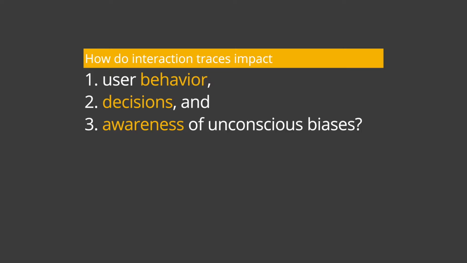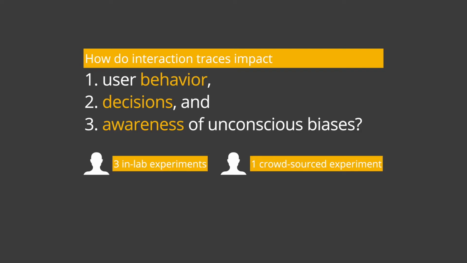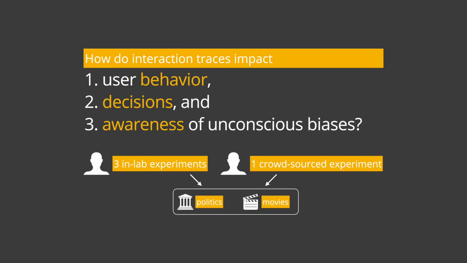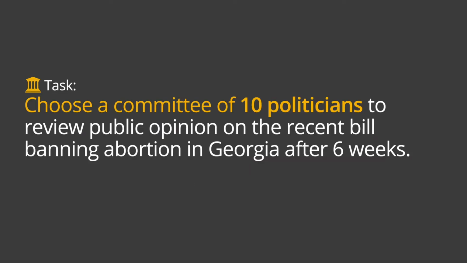And we sought to understand how interaction traces impact user behavior, decision-making, and awareness of unconscious biases through a series of in-lab and crowdsourced experiments, comparing a system with and without interaction traces, with tasks in the domains of politics and movies. For example, the political task instructed participants to use the visualization system to explore a dataset and choose a committee of 10 fictitious politicians to review public opinion on the recent Georgia House Bill 481, which banned abortion in Georgia after 6 weeks.